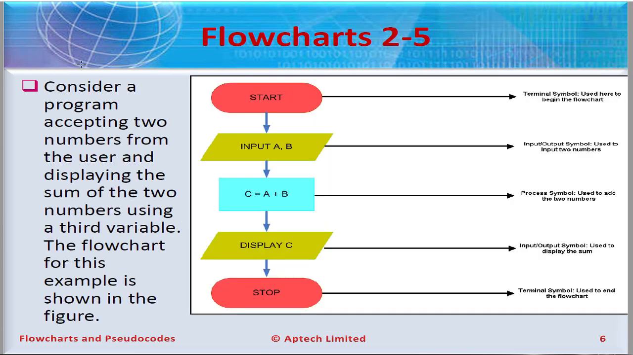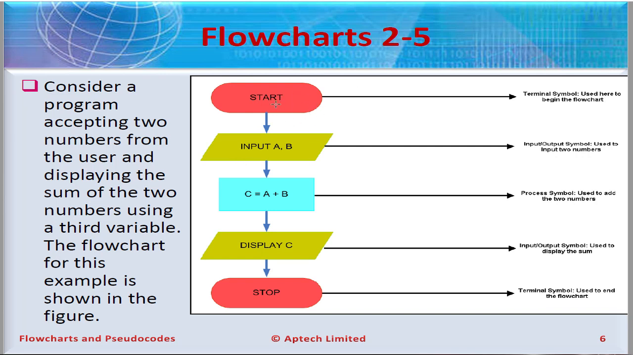Let's look at an example. Consider a program accepting two numbers from the user and displaying the sum of two numbers using the third variable. The flowchart for this example is shown in the following figure. Now I want to look at the steps of how to go about this.